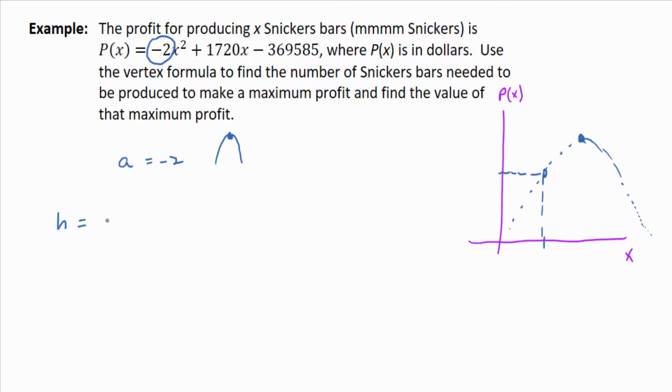h is equal to negative b over 2a. Okay, so take a look at P of x, can you fill that in for me?